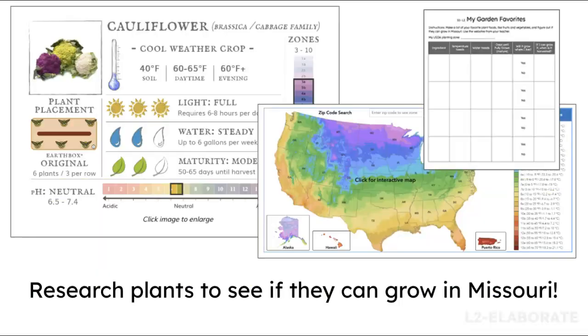Students will use the My Garden Favorites student journal page to make a list of their favorite plant foods. They'll then research each plant food to see if it can grow in Missouri or not and record their findings in the journal page. There are provided websites for researching common garden crop growing capabilities.